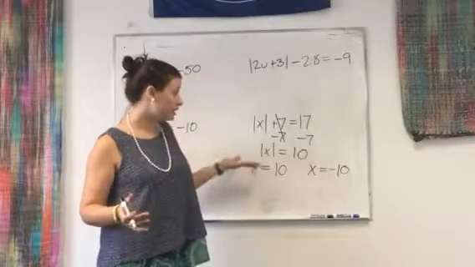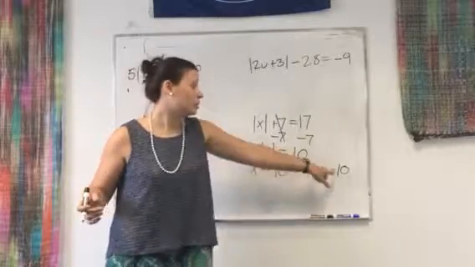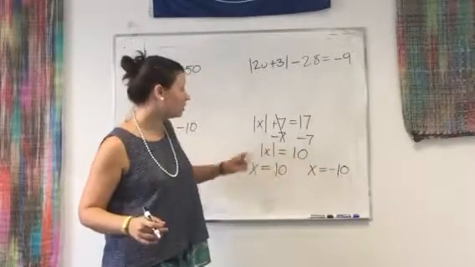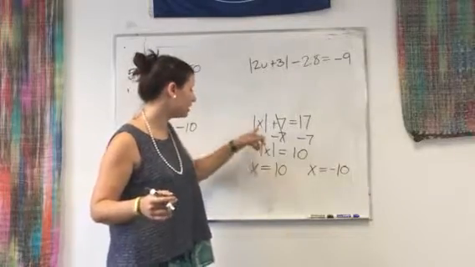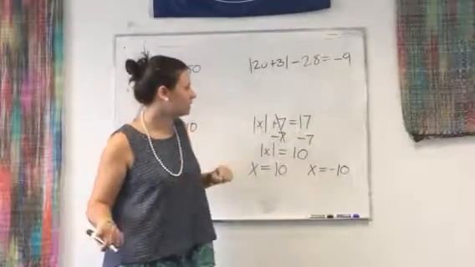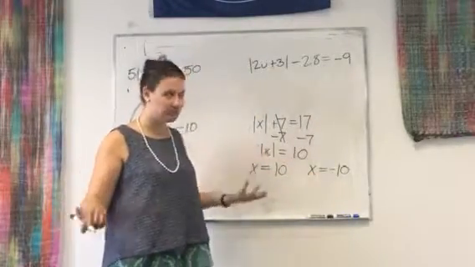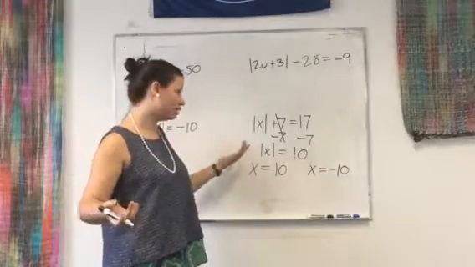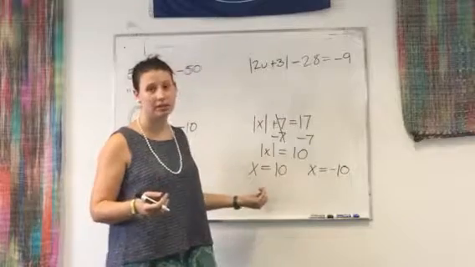So now, for this problem, this is our answer. X could be equal to 10 or negative 10. If we go back to our original problem, we'll see that both of those work, because if we plug in 10, absolute value of it is 10, plus 7 is 17. We plug in negative 10, absolute value of a negative number is the positive, so it's 10 plus 7 is 17. So it works for both values.